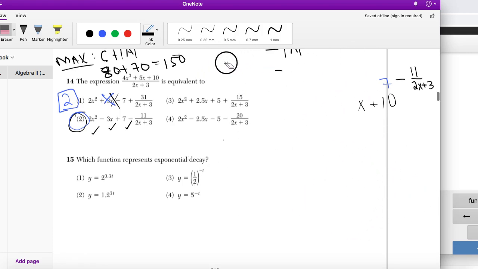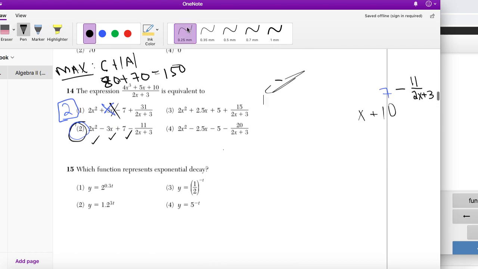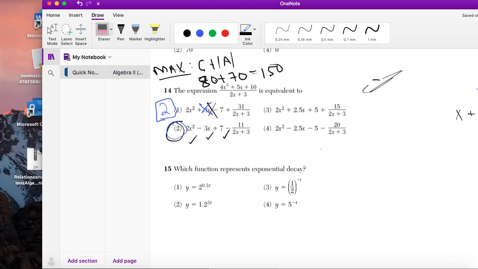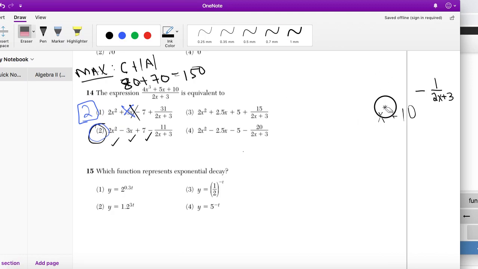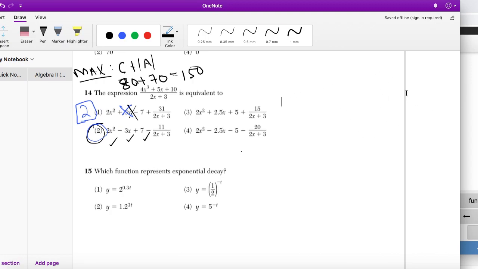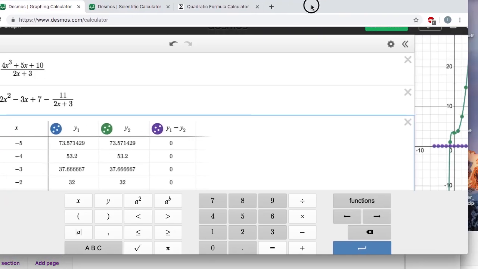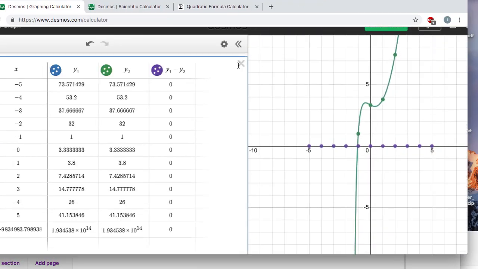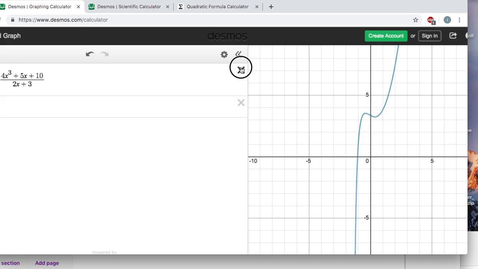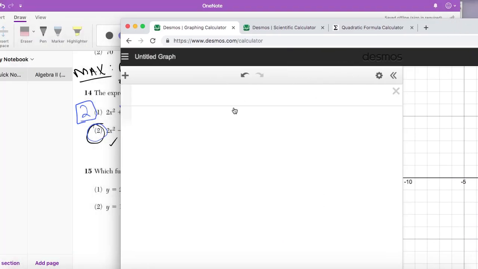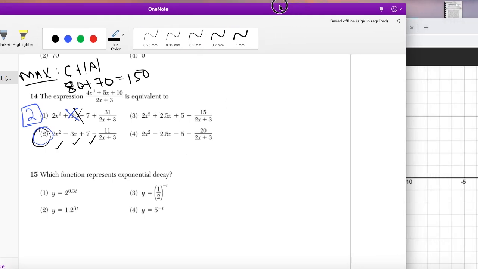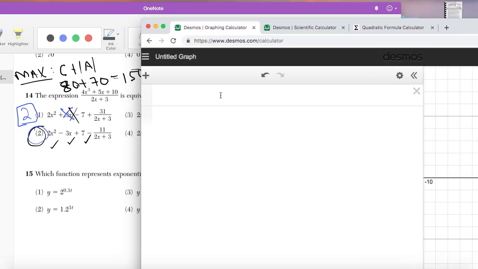The fastest way to do this would be just to put all the functions in either graph or table, and the one that represents decay would be the decreasing graph. So let's actually do that first. Either we could use the graph or the table. Okay, let's cross all this stuff out. Let's do that first. So y1 will be choice 1, all right?